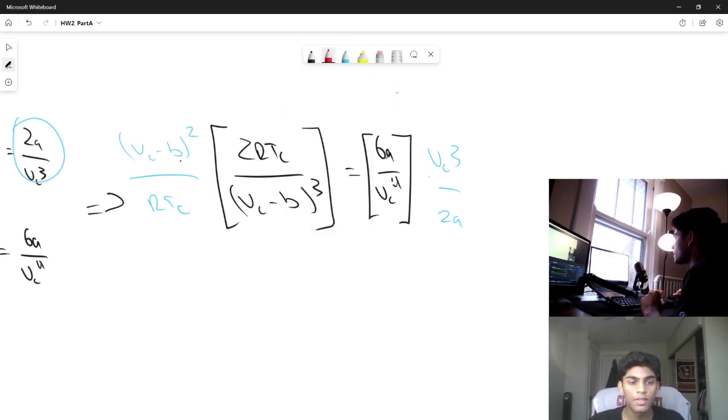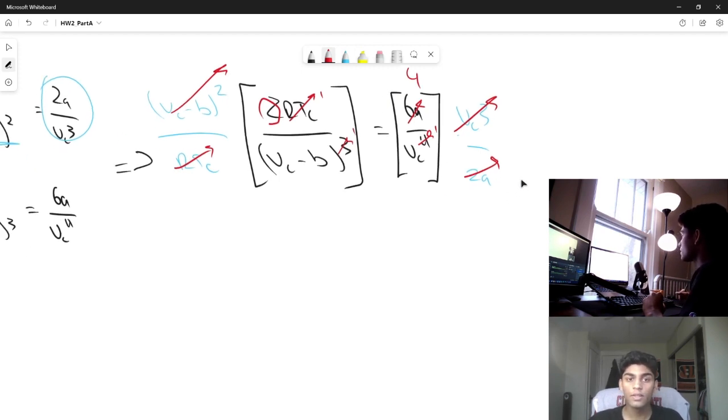So let's get, this is going to go away. This is going to be to the first power. This is going to cancel out with this, and we're just going to be left with 2. This is going to cancel out with the bottom. It's just going to be 4 on top. This is going to cancel out with this, and that's just going to be 1. So now when we rewrite this equation, we are going to have 2 over (Vc - b) is equal to 4 over Vc.